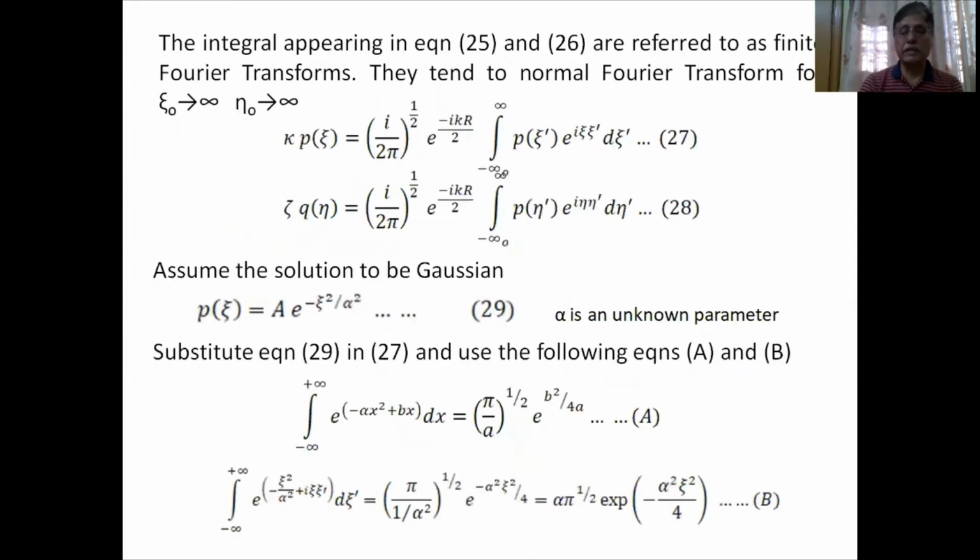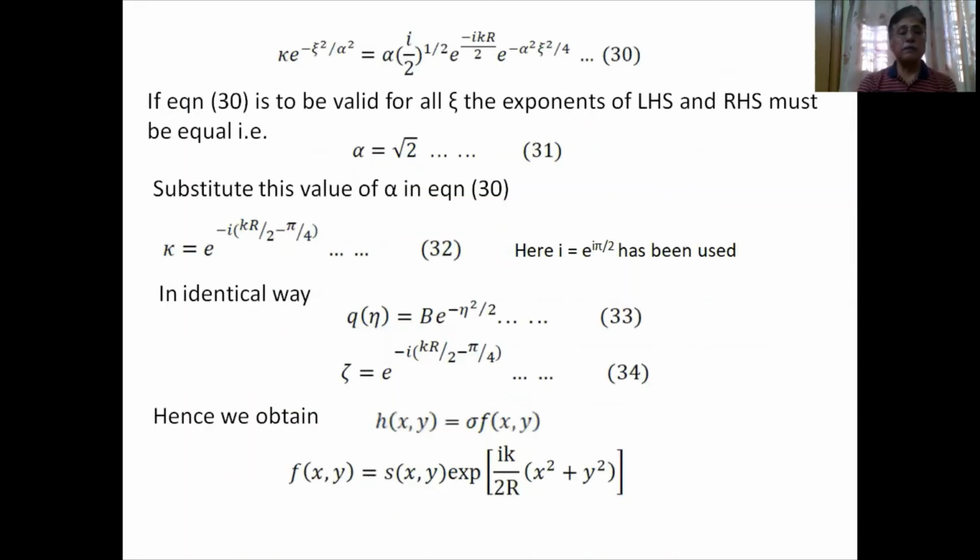root 2. And here alpha was the unknown parameter. So we got the value of alpha is equal to root 2, and then we got kappa. And kappa is equal to exponential minus i kr by 2 minus pi by 4. And here for i we have used exponential i pi by 2.